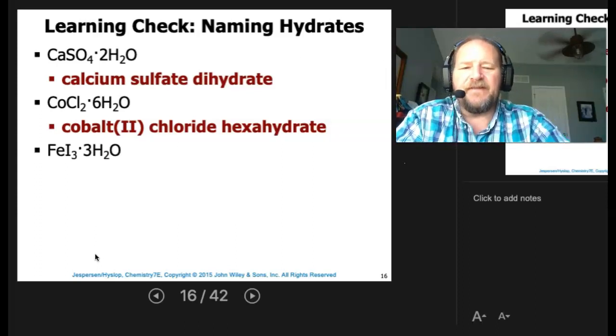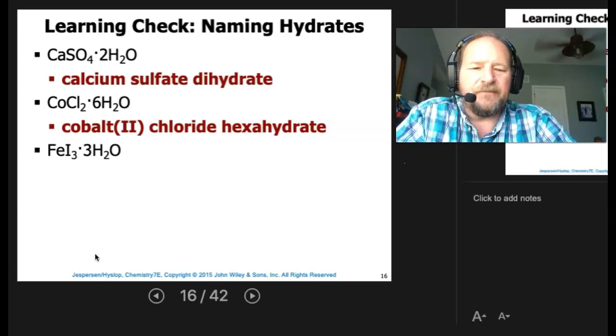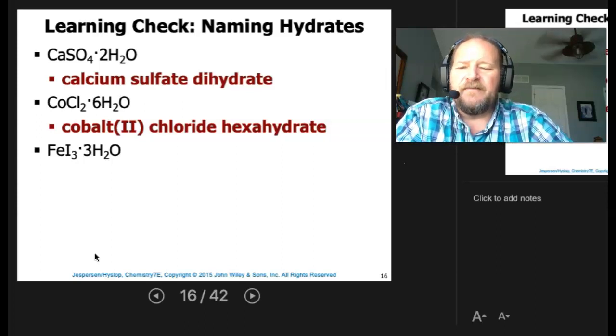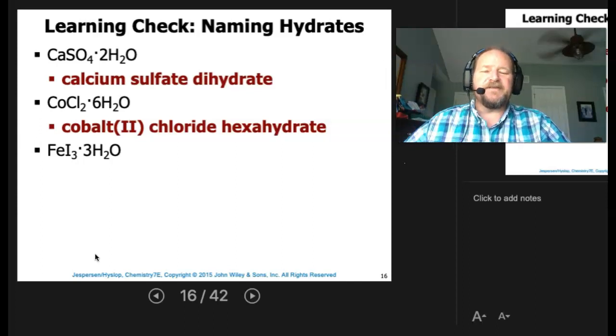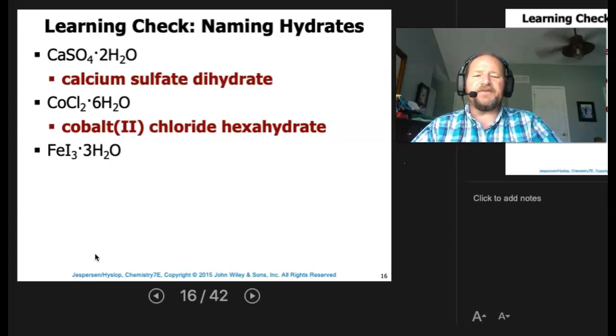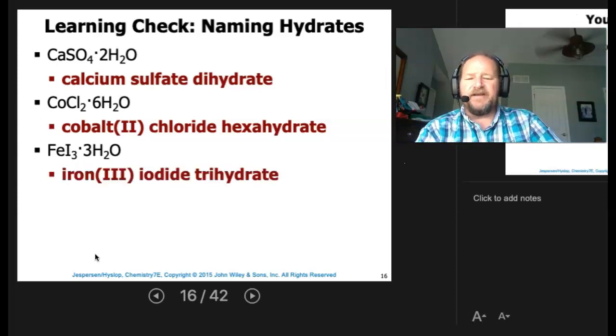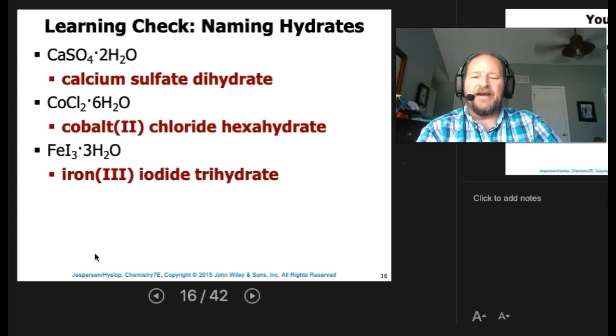How about FeI3·3H2O? Again, I'll give you a second if you need to pause. And then for this, we're going to get 3 iodines, each at -1. So the iron has to be a +3 to balance that. It is a transition metal, so it's going to need the Roman numeral. And so we get iron 3 iodide and then trihydrate.